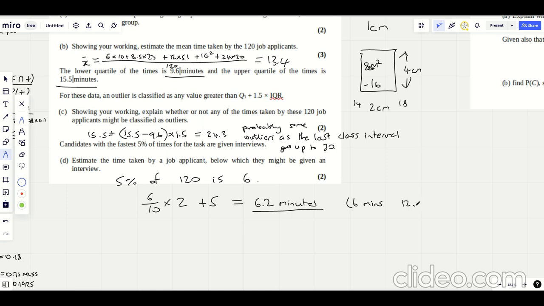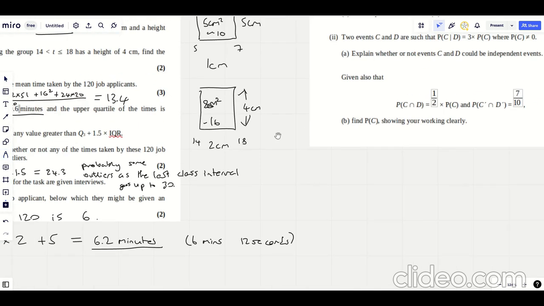And I think any time under that should be, yeah, that's 6 minutes and 12 seconds. I don't think they want it in minutes and seconds. But yeah, any time quicker than that, and you get a job interview. Cool. That was quite a nice one.